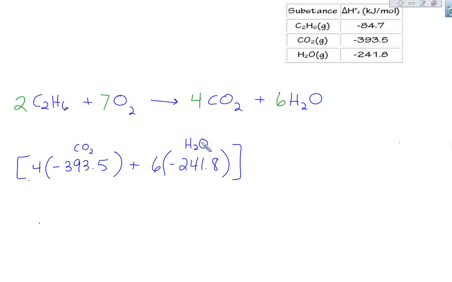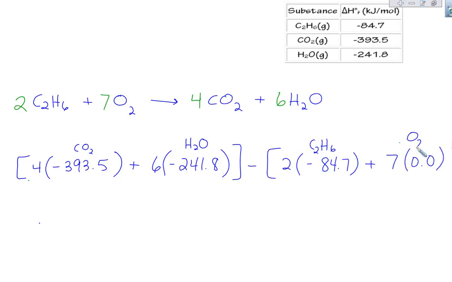Products minus reactants. Let's get the reactants. I'm going to have 2 ethane, negative 84.7, that's for the C2H6, plus 7 times nothing, 0.0. That's for the diatomic oxygen in the gas phase. That's just its elemental form, so it's not listed on the chart because I would be expected to know that elemental oxygen is naturally occurring. Its enthalpy of formation value is 0.